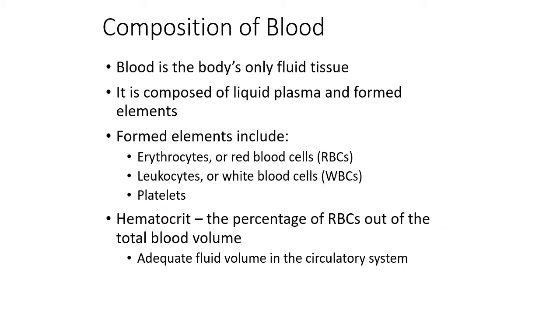So blood is a tissue for the body by definition. And it is the only fluid tissue that we have. It's basically composed of the non-living portion, the plasma, and the living portion, the formed elements. The formed elements come in three different types. We have our red blood cells, our white blood cells, and then the platelets. And each of those are formed and placed into the bloodstream itself.